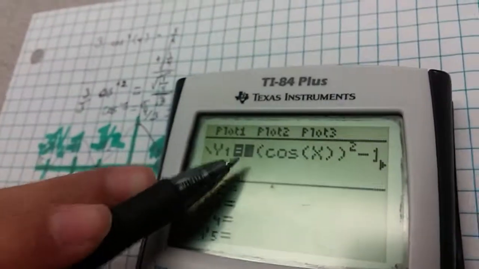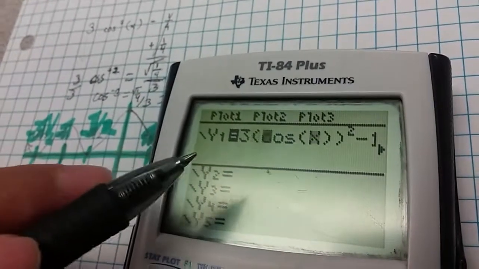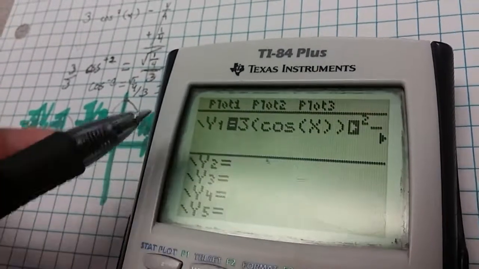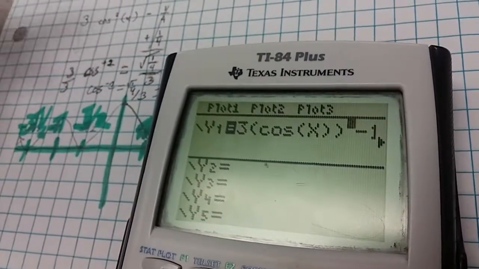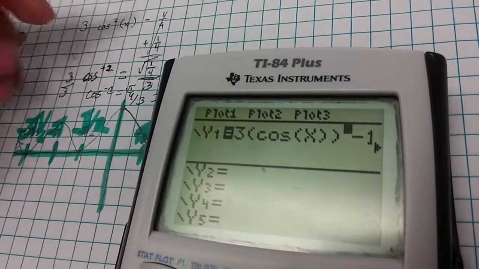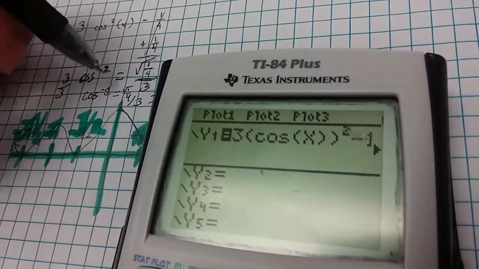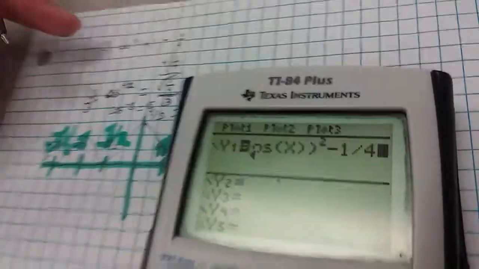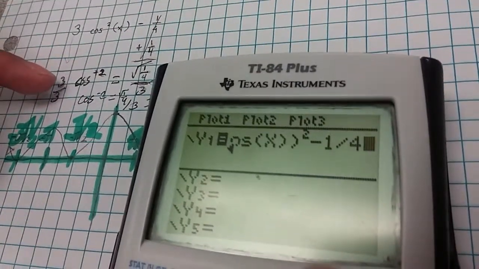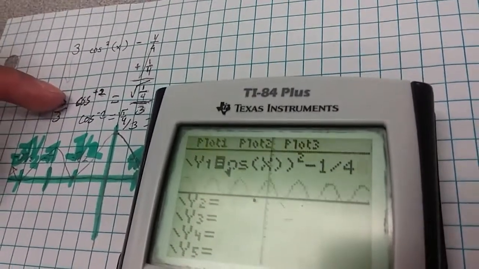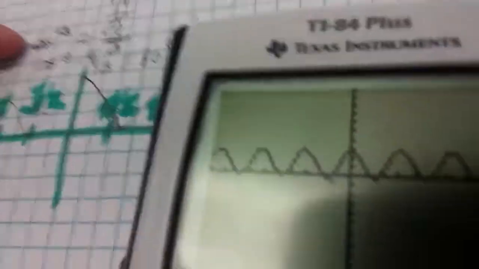So then we put in 3 cosine by 2, and x minus 1/4. And then graphing it, you get this.